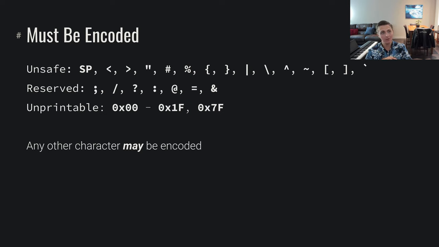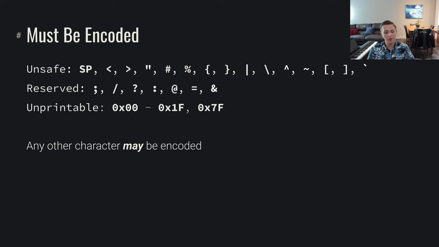So there are a number of unsafe characters, which includes, for instance, that space, and it's unsafe, as we saw, because when we go to parse that request, it's going to throw off the parser. In theory, you could write a parser that could deal with it, but we want things to be very simple and quick, and we have defined in the standard that the space character is unsafe and must be encoded. There's also some reserved characters that must be encoded, and then there's also unprintable characters that must be encoded.